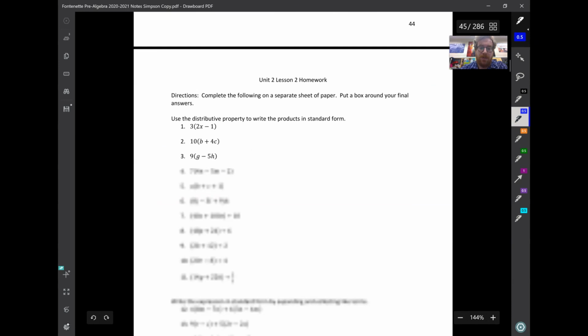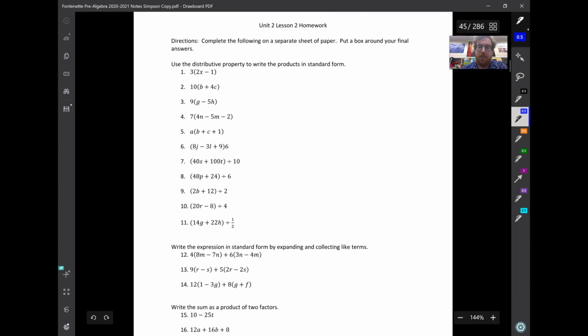All right, and now there is some homework on page 45 that you can complete now that you've seen this lesson.